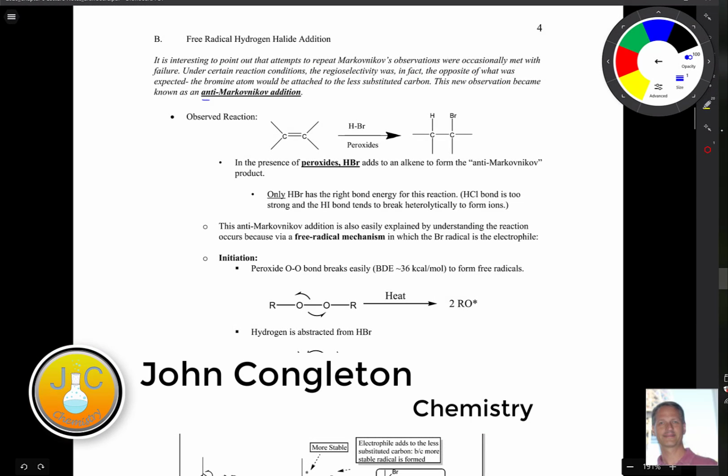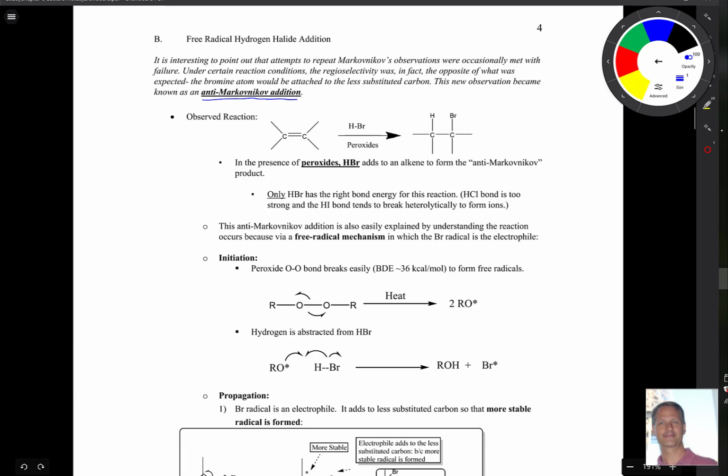Addition called Anti-Markovnikov. So we saw that the last reaction of HBr was Markovnikov. So the following reaction was observed. If you take your double bond, that's your nucleophile, and add HBr, but in the presence of peroxides.